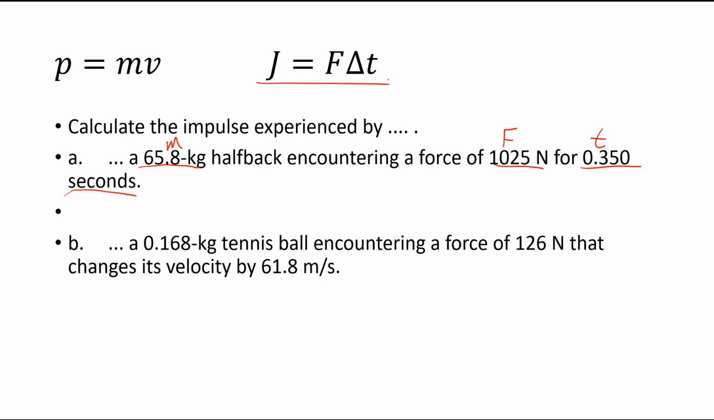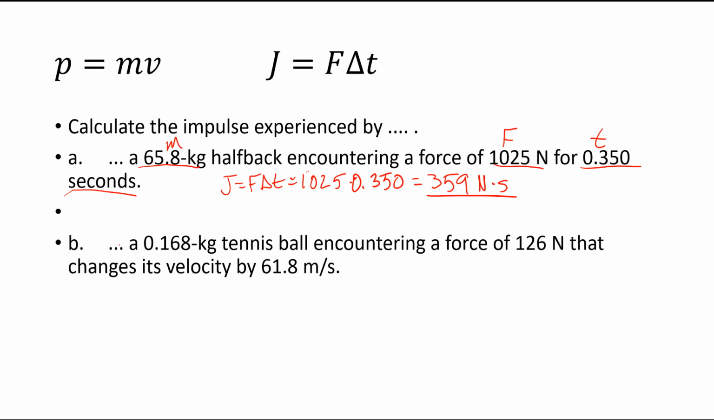And here is the time. So since impulse is force times time, just calculate it that way. J equals F delta t. That's 1025 newtons times 0.350 seconds. Let me plug that into a calculator to get 359 newton seconds is our impulse.